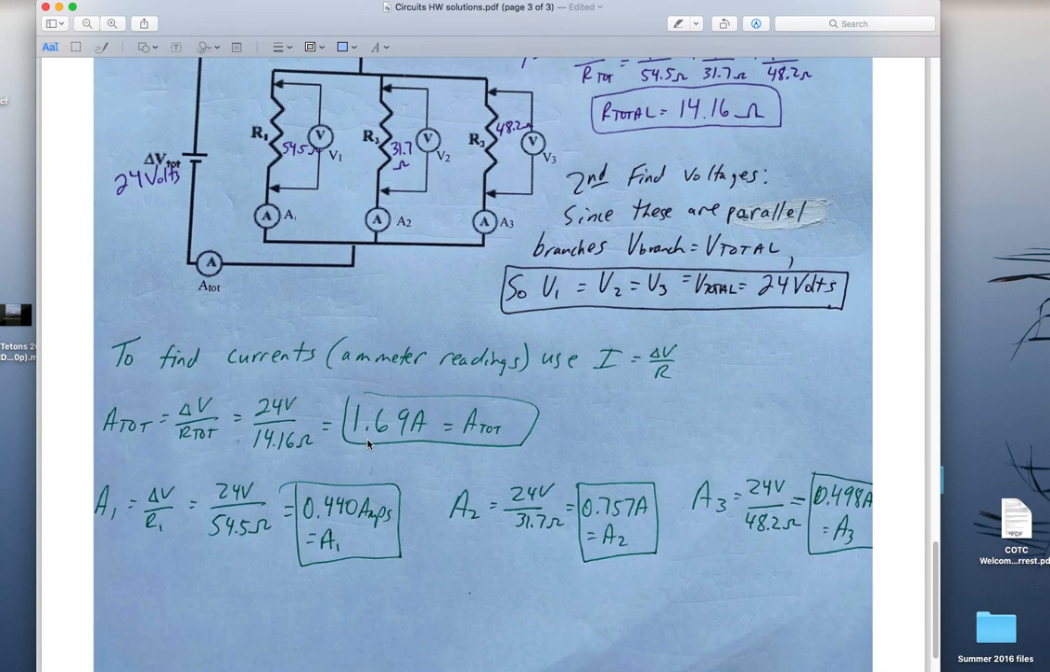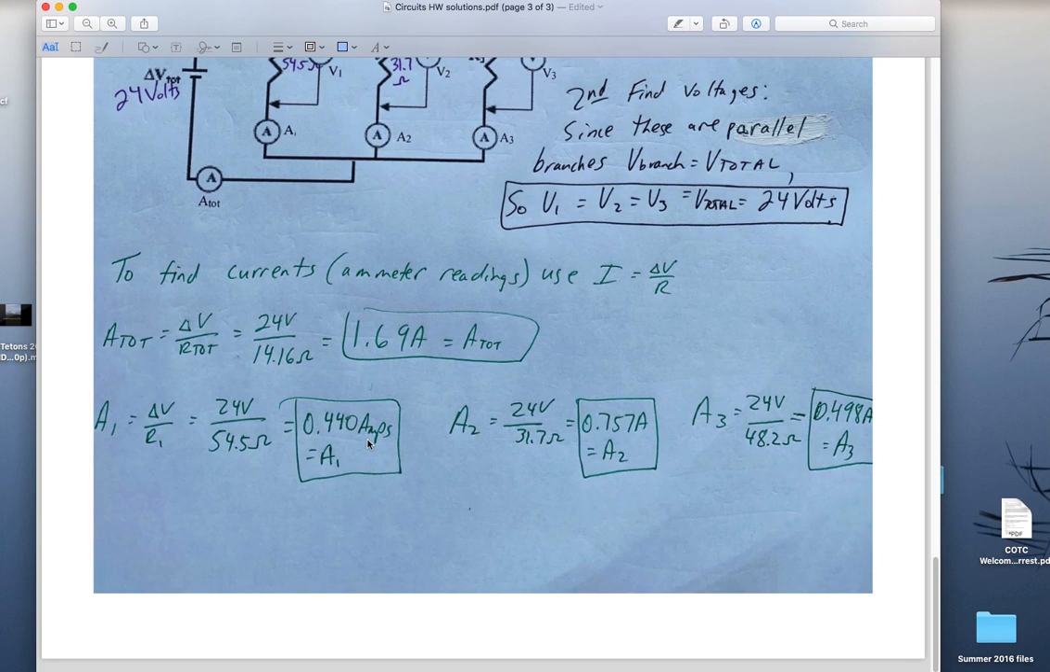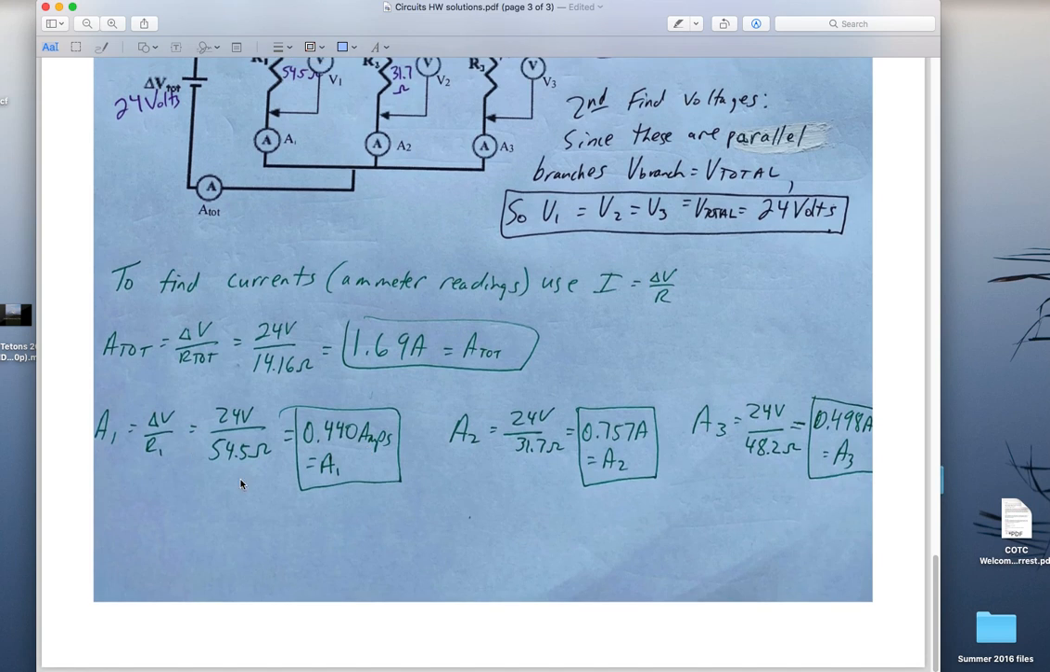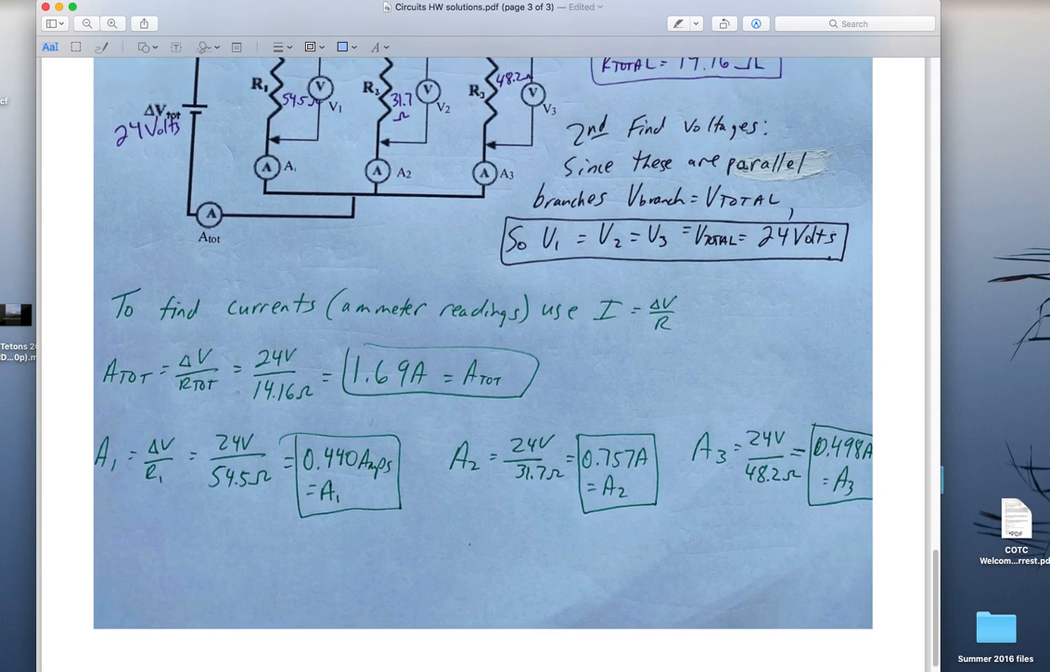And then finally, the current for each branch, A1, A2, and A3, is simply the 24 volts divided by the resistance of that branch. And these three should add up within a reasonable amount of rounding to the total current, which is 1.69 amps. So hopefully that makes sense.